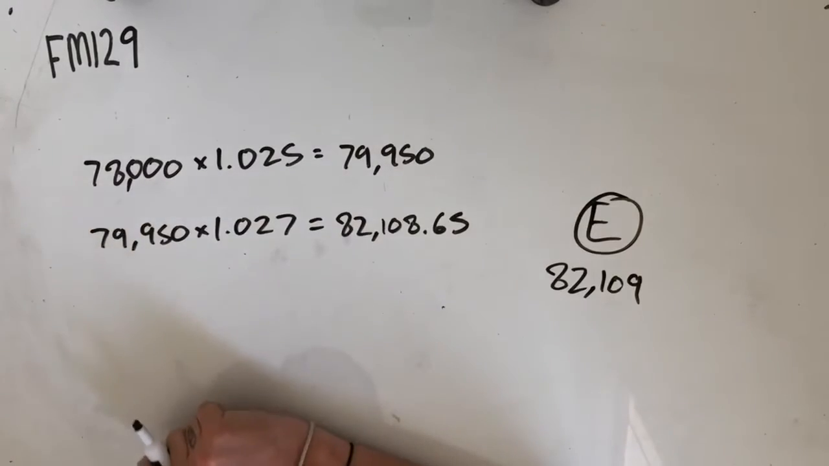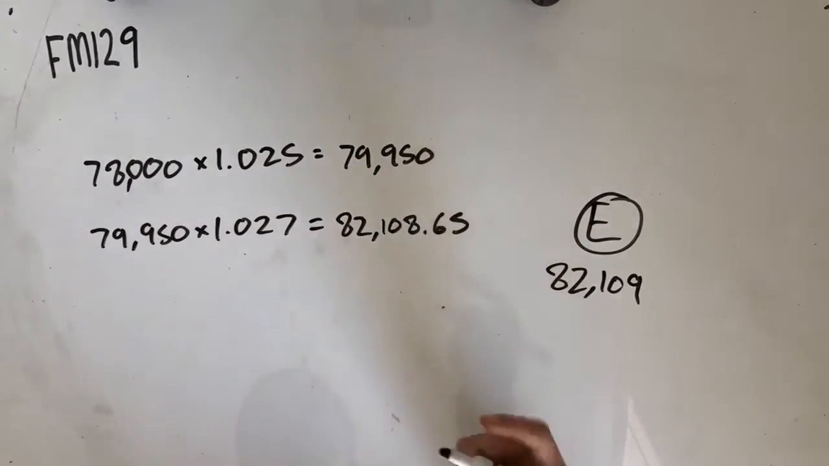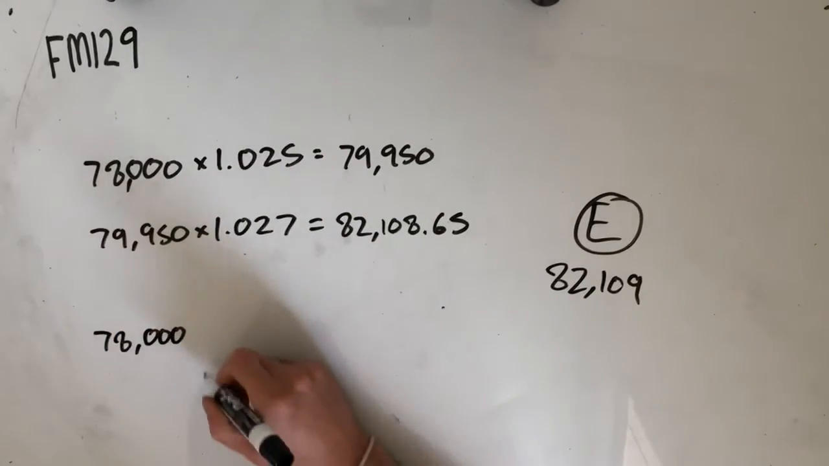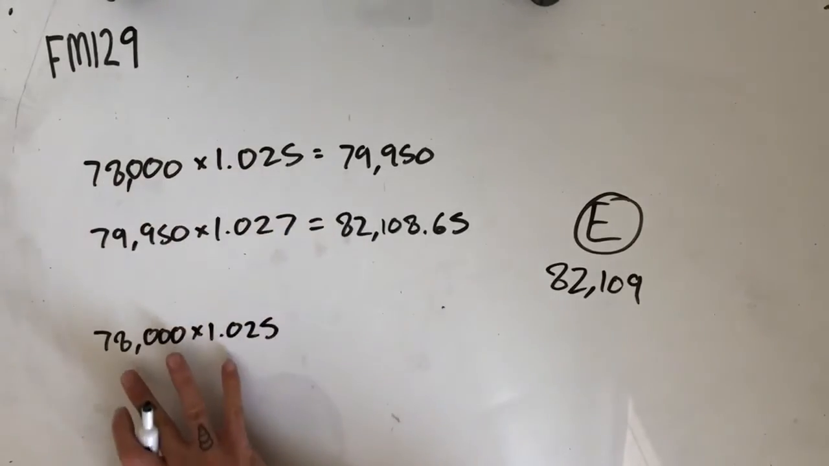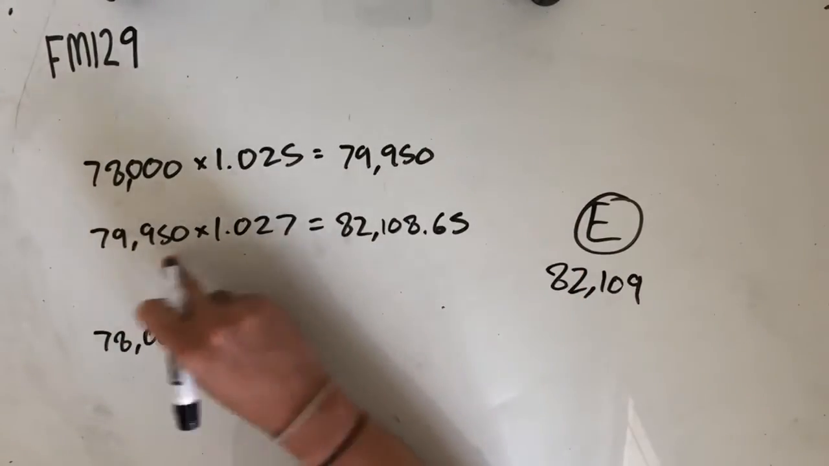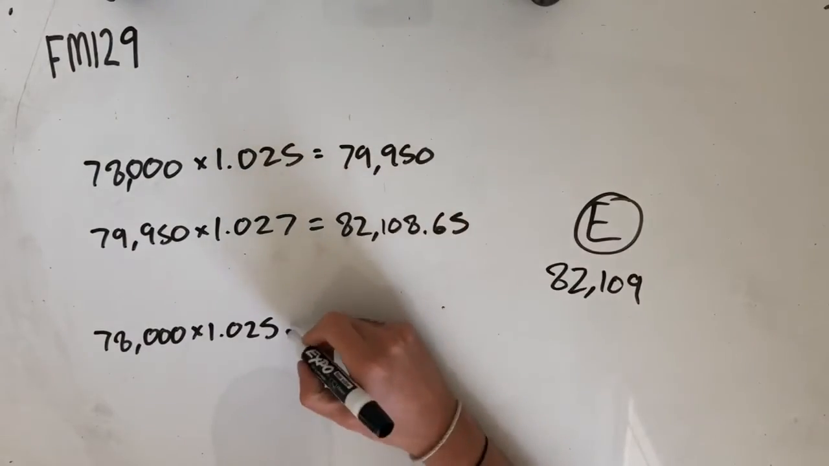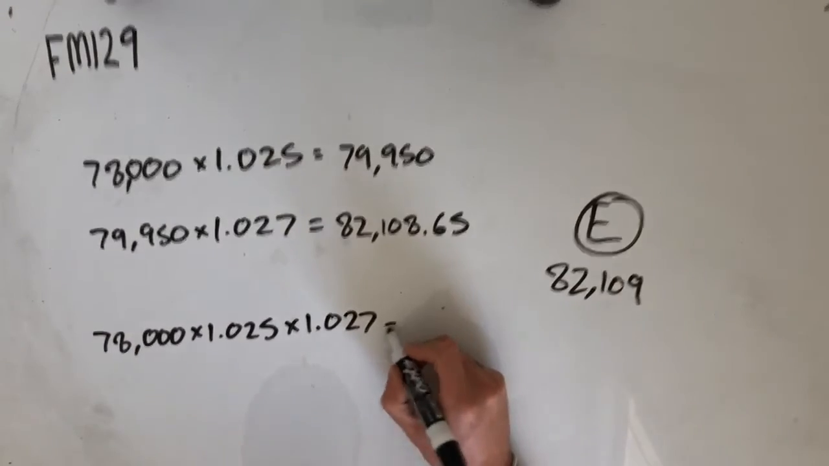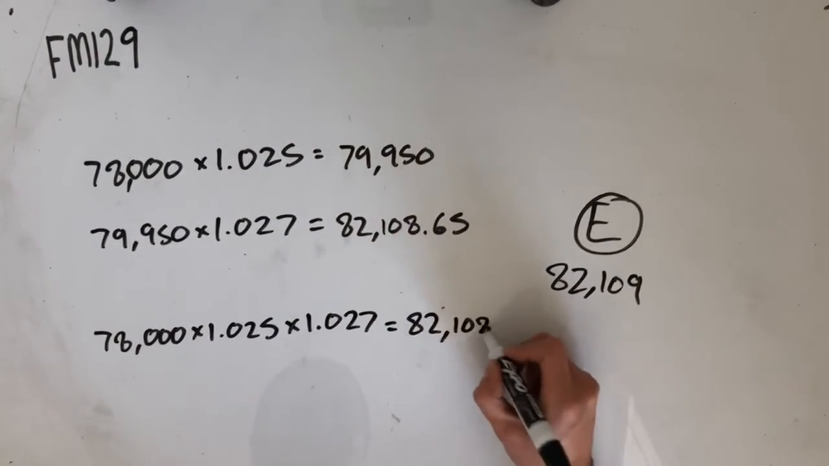Now, I also want to show you a way that you could quickly jump to that final answer without having to break it up into 2 steps. If you were to take your $78,000 times 1.025, that's going to create your $79,950, which gets dropped down here, and then rather than breaking it down to 2 steps, what you can actually do is just go straight ahead and times that amount by 1.027. That's going to take you straight to the answer that you got before.